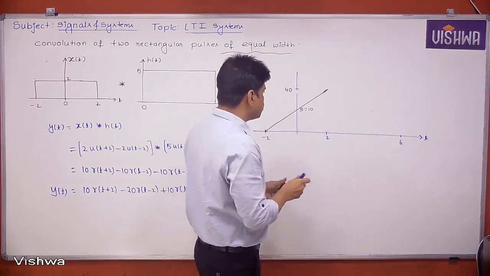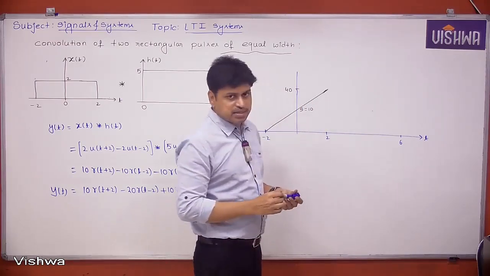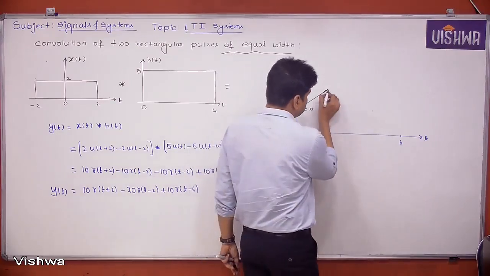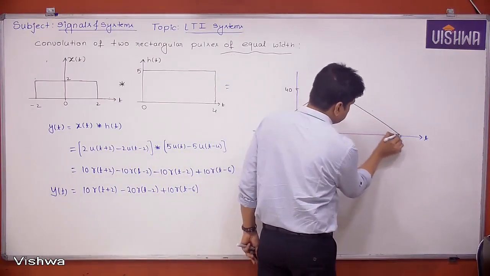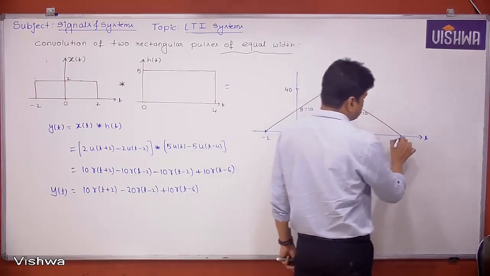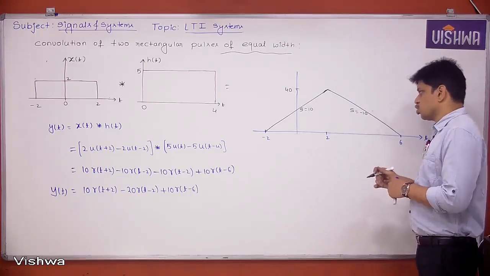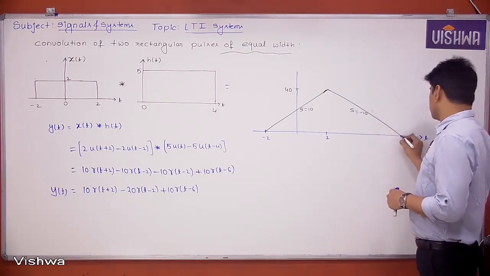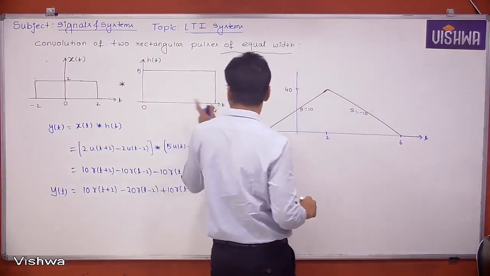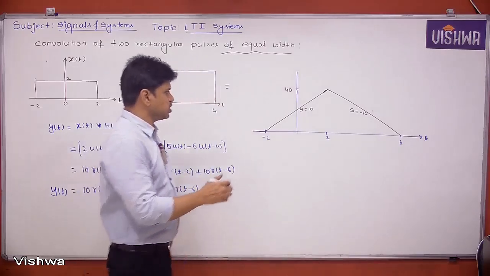Okay. At 2, how much slope was introduced? -20. So already slope 10 is there. If I introduce -20 slope, then this is going to be slope equal to -10. At 6, we are having slope introduction of +10. So already -10 is the slope. If I introduce +10, finally this is going to be slope 0. So this is what we are going to get for the convolution of 2 rectangular pulses. Okay, so this is what y of t.